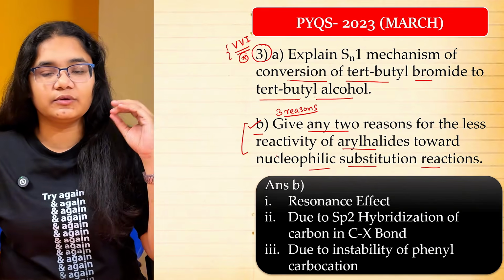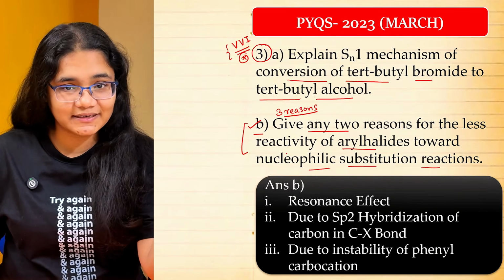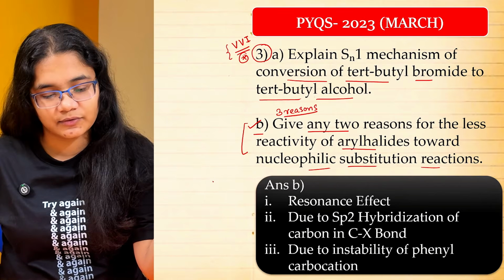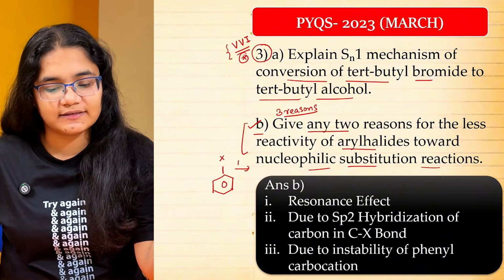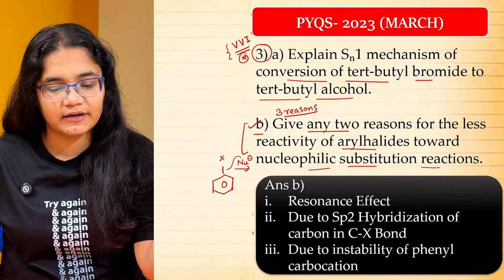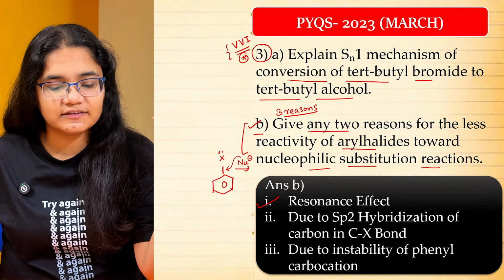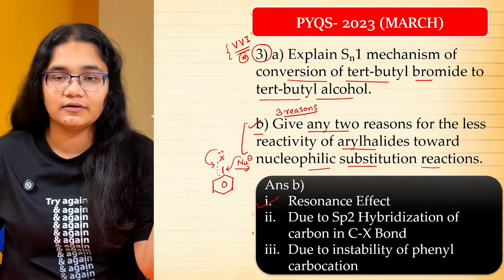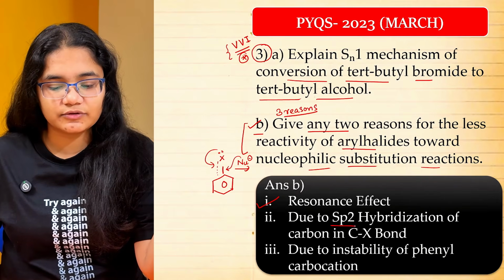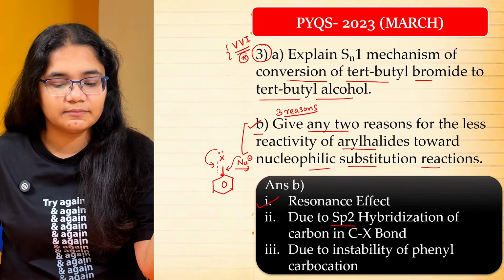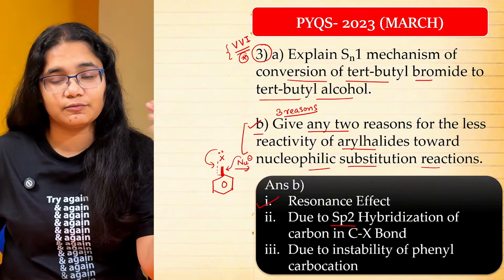So why is there less reactivity towards nucleophilic substitution on the benzene ring, in the haloarenes? Let us understand that first. Now see, when you have this RX or ArX, a nucleophile is there. The point is the nucleophile cannot directly attach here and remove the X. The first reason here is the resonance effect. Because of this resonance, we have a partial double bond character here, so it is very difficult to break this bond. That's the first point. The second point is the sp2 hybridization of this carbon. Because this carbon is sp2 hybridized, this bond is very strong and it is very difficult for a nucleophile to break this bond.